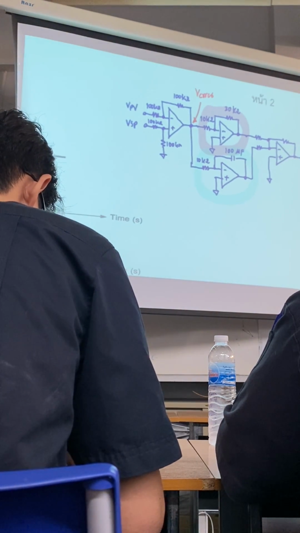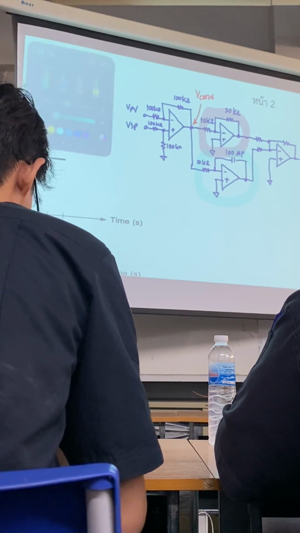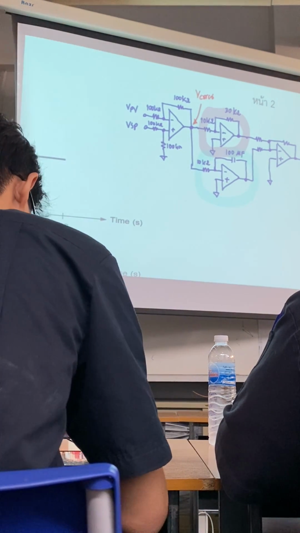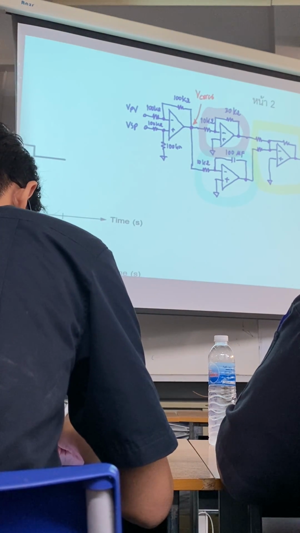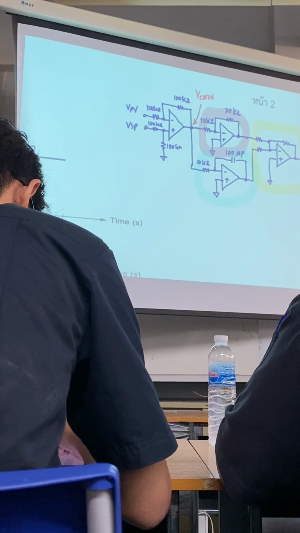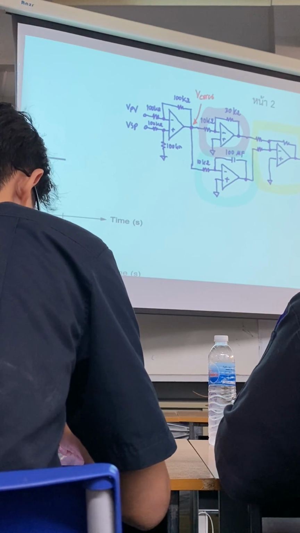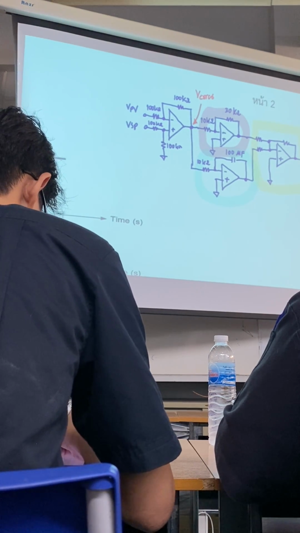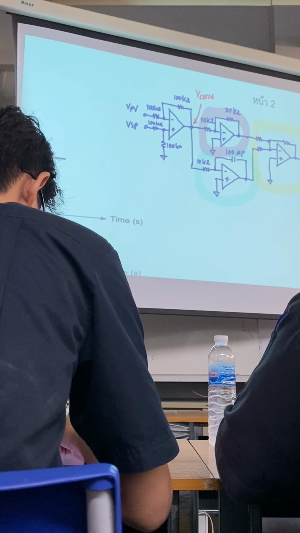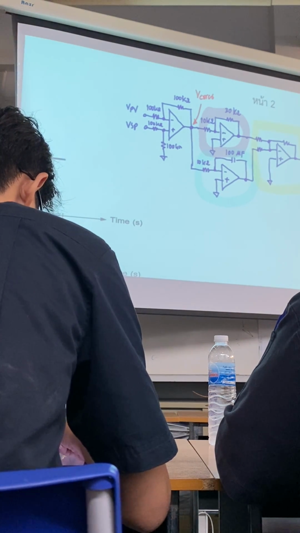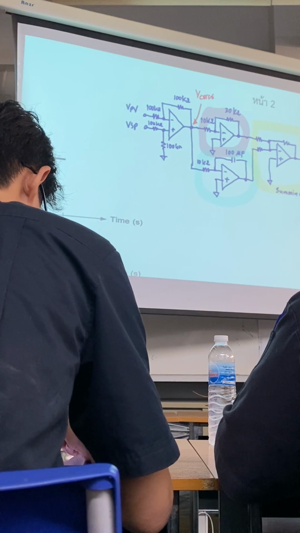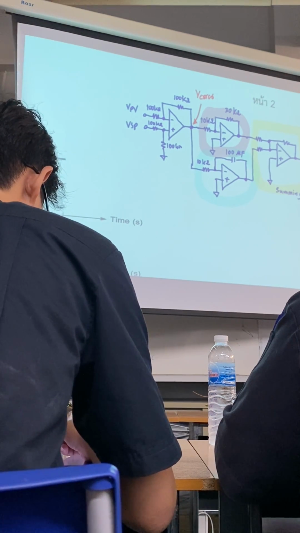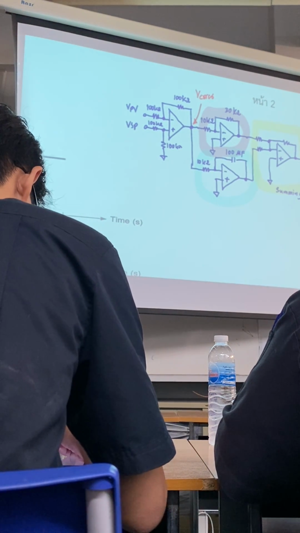The last one is called the summing amplifier. The function of this summing amplifier is simply to combine the two effects of P and I and send them to the output. So it is called a summing amplifier. Simply just combine two effects.